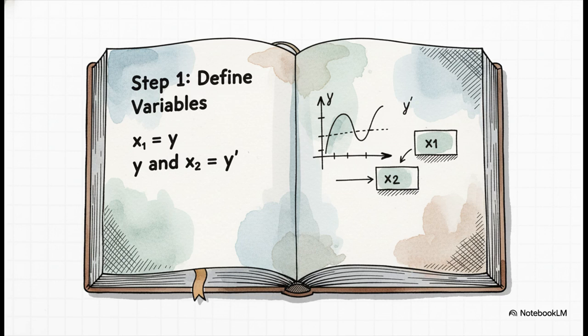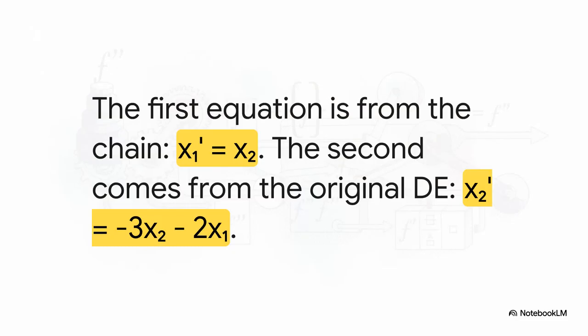So, following our recipe, the first thing we do is define our variables. It's a second-order equation, so we just need 2. We'll let x1 equal our original function, y, and x2 equal its derivative, y prime. Easy enough. Now let's build the system. The first equation is a gimme, right? It comes straight from our chain of definitions. The derivative of x1 is just x2. For the second equation, we need the derivative of x2. Now remember, x2 is y prime, so its derivative is y double prime. We find that by just rearranging our original equation to solve for y double prime. Then all we have to do is substitute our new variables, x1 and x2, back in.